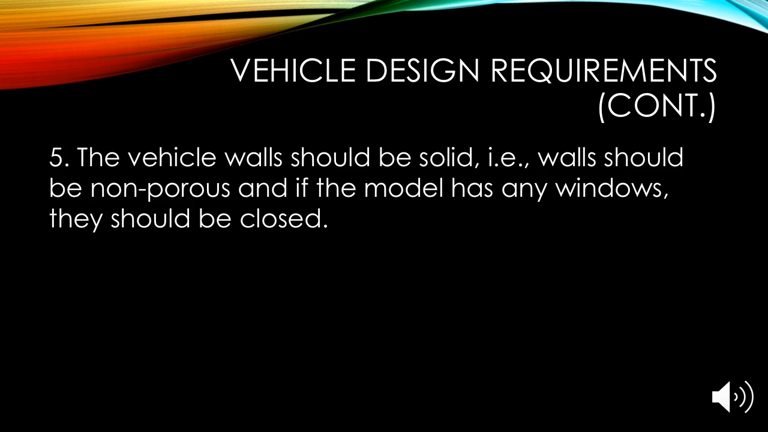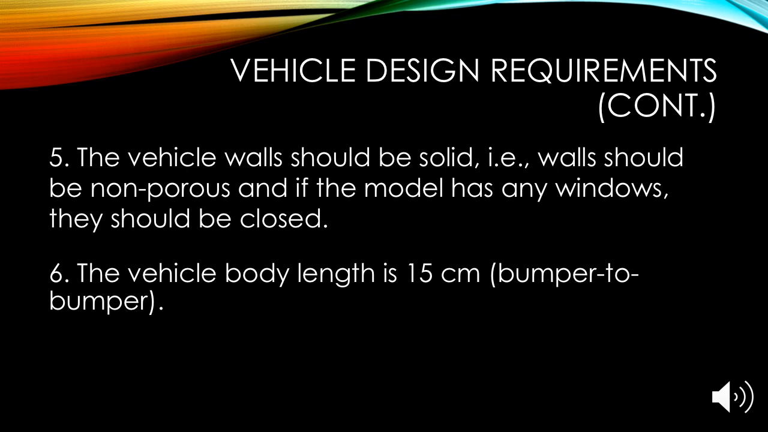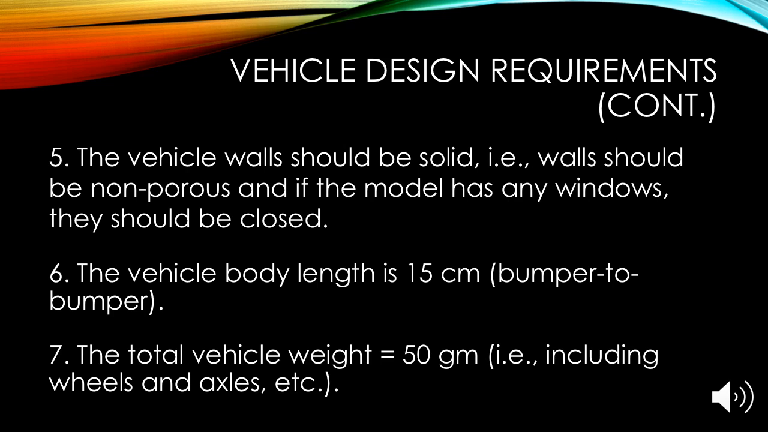The vehicle walls should be solid, so the walls should be non-porous, and if the model has any windows, they should be closed. The vehicle body length is 15 centimeters, bumper to bumper. The total vehicle weight is 50 grams. That's including the wheels, axles, and everything else.